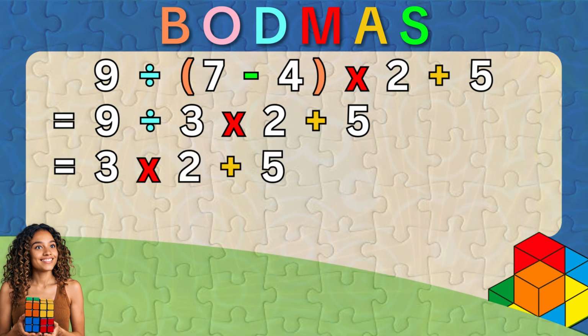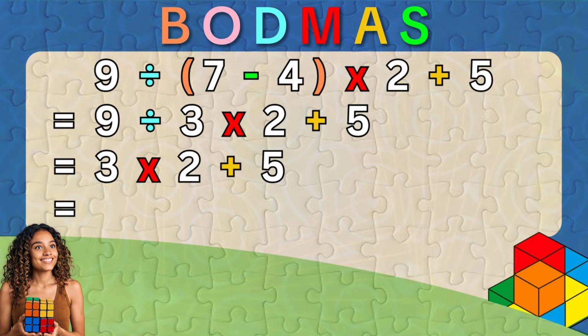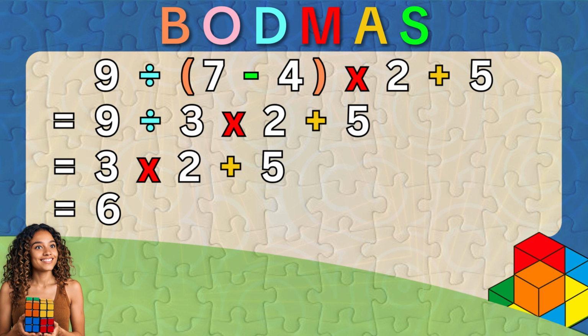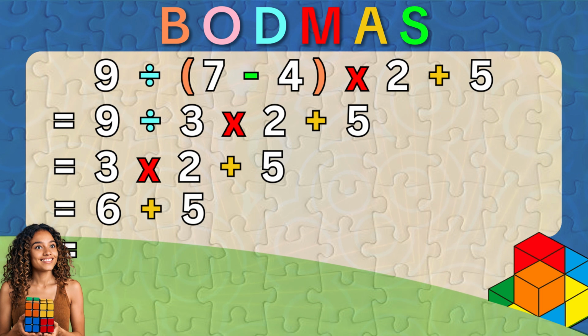We can then do our multiplication next, because we know multiplication comes before addition. So let's go ahead and do 3 times 2, which is 6. And now the equation is absolutely simplified to 6 plus 5. And the answer to that is 11.